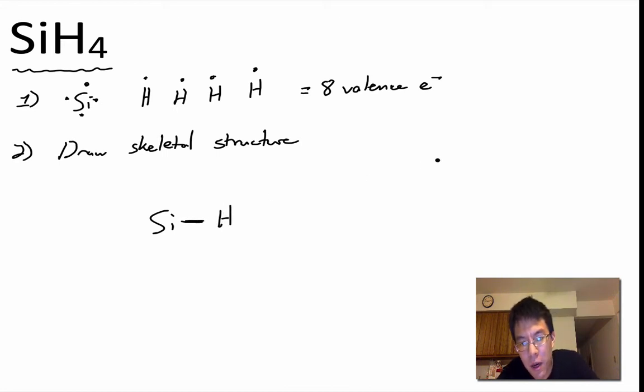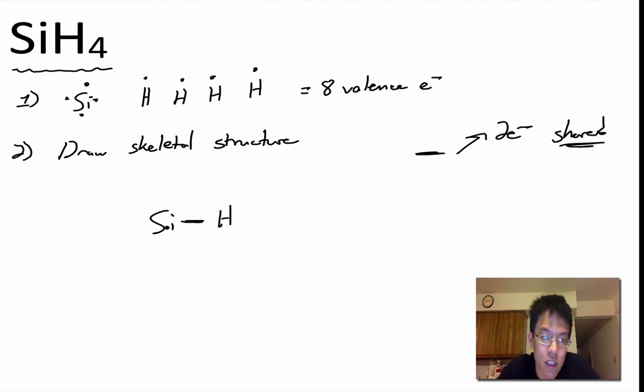And remember, each bond represents 2 electrons that are being shared by the elements. So in this example, the Si is sharing 2 electrons with this H, and I'm thinking, hey, Si is probably the center of each of these.